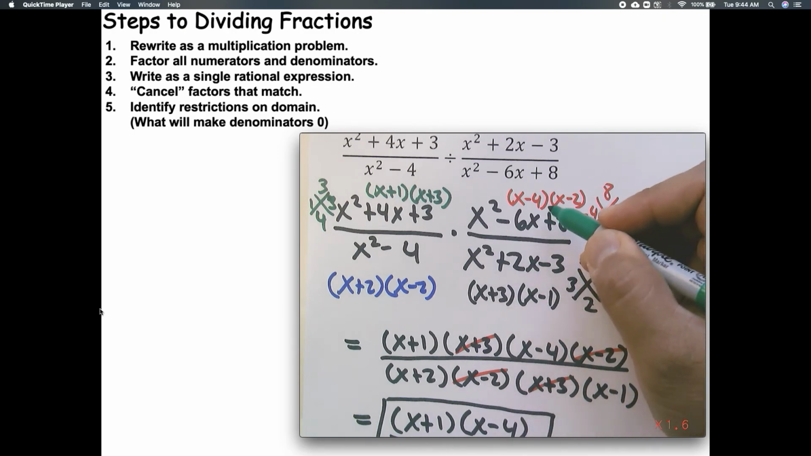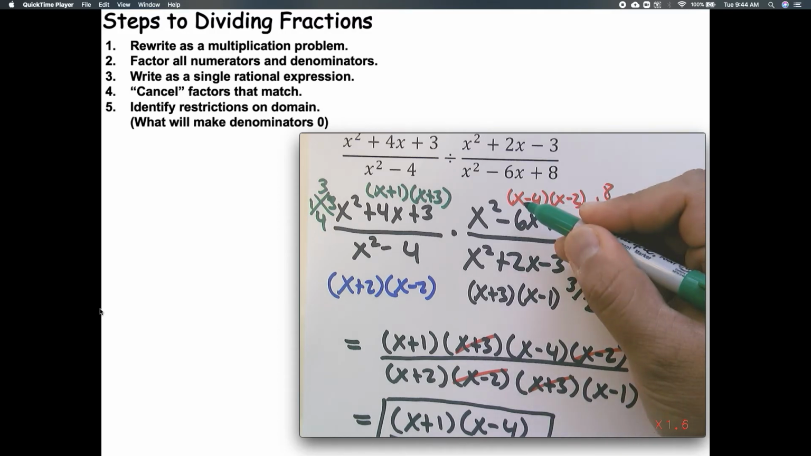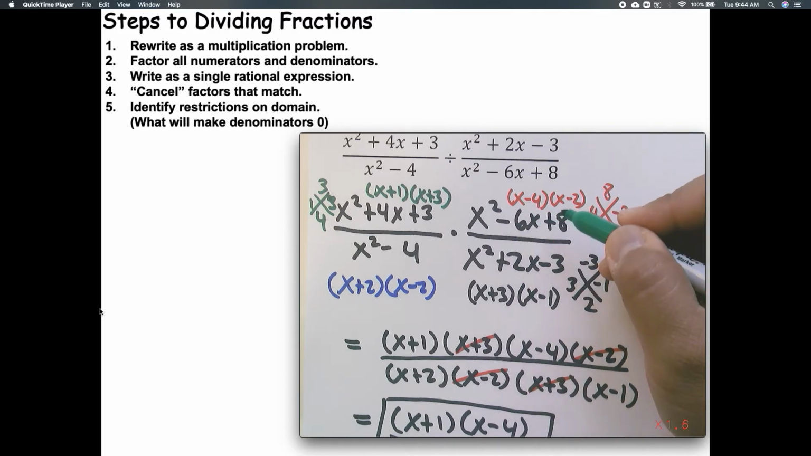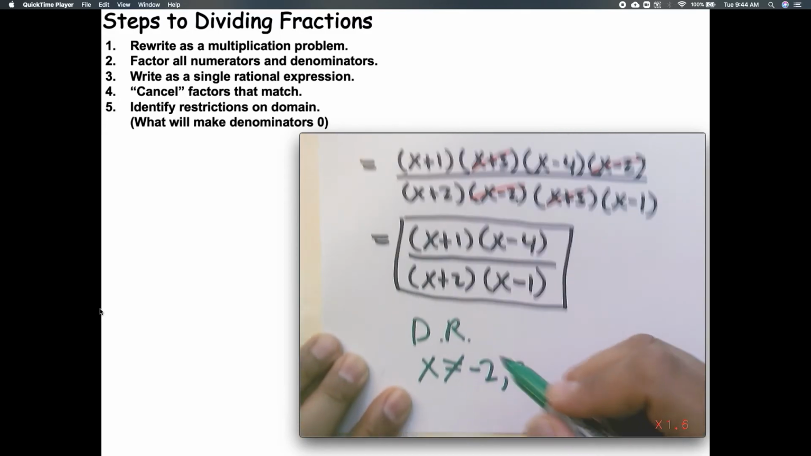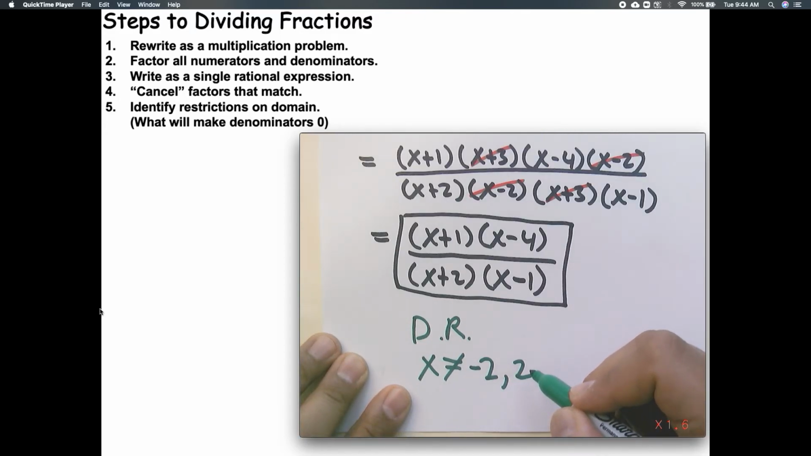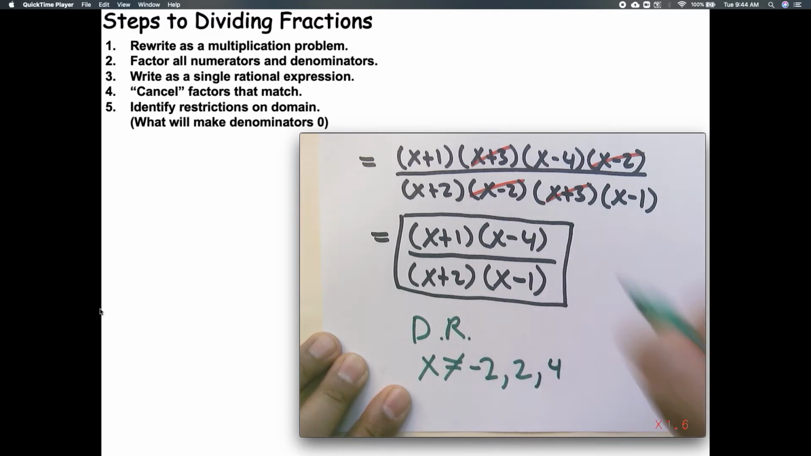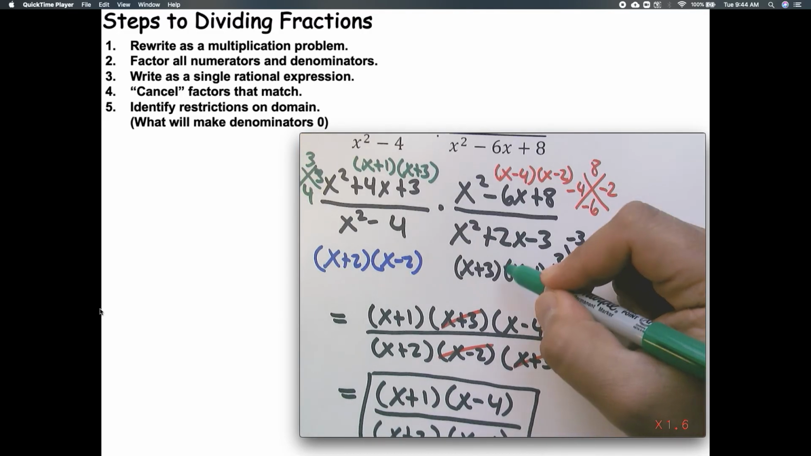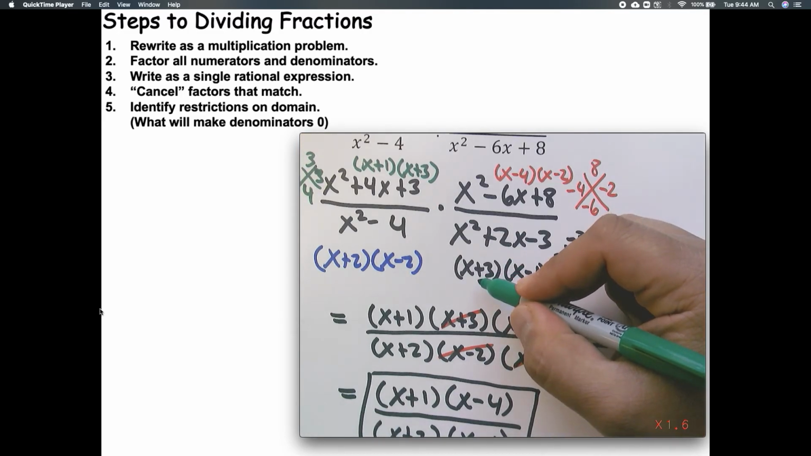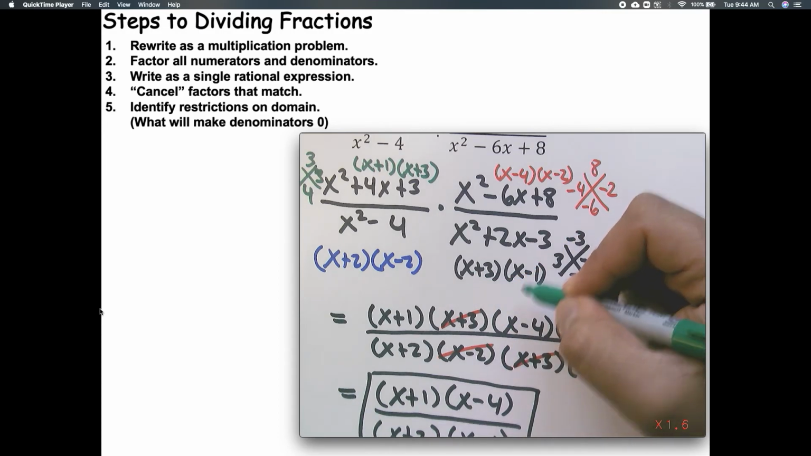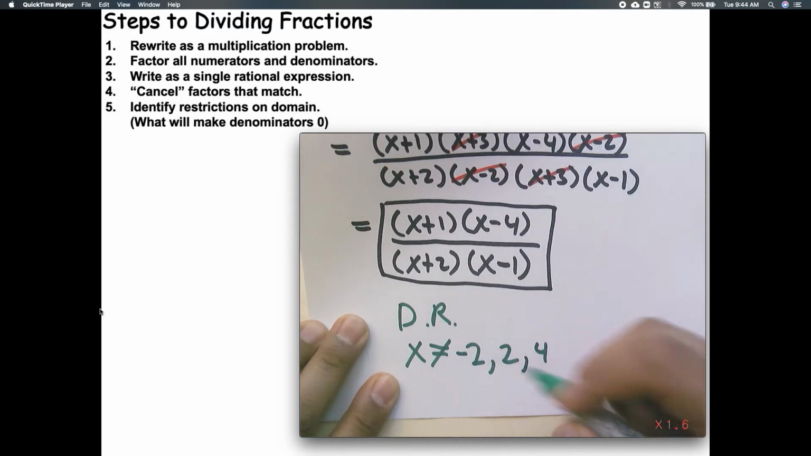So basically I don't want either one of these pieces to be 0. So we're going to take a look at this whole thing. From this top part, it can't be a positive 4 or a positive 2. We already have a positive 2, so just positive 4. Okay, from this bottom part, a negative 3 will mess this part up, and a positive 1. So negative 3, positive 1.